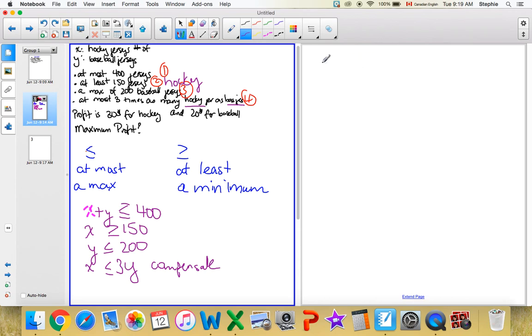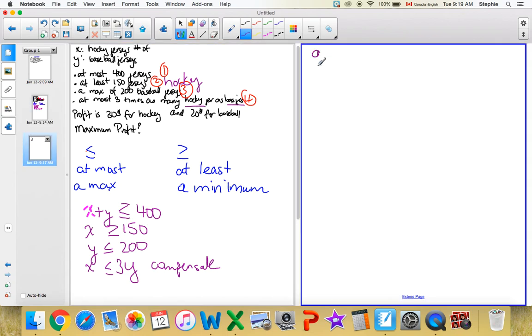So for those of you who forgot, quick step for graphing. You're going to make a table of values for each one. Some of you are really good at just memorizing what to do. But for the first one, you could make up your own values, or you could just get the two X and Y intercepts. So for my first one, I'm going to put when X is 0, so X plus Y equals 400.